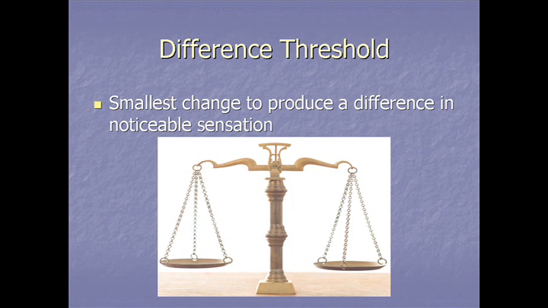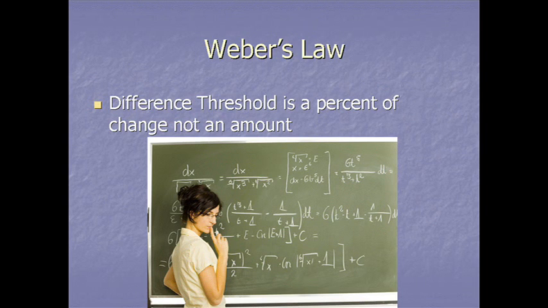Then we have the difference threshold. This is defined as the smallest change in a stimulus required to produce a difference in noticeable sensation. Historically, this was referred to as the just noticeable difference, or JND. Weber's law is very important here. Weber's law states that the JND for all senses does not depend on a fixed amount of change in stimulus. Weber's law states that the JND depends on a proportion or a percentage of change in a stimulus. It's important to remember that it's not the amount, but the percent of change.